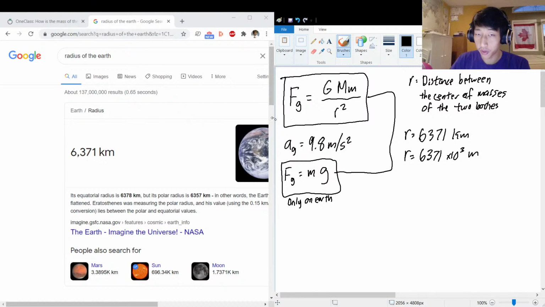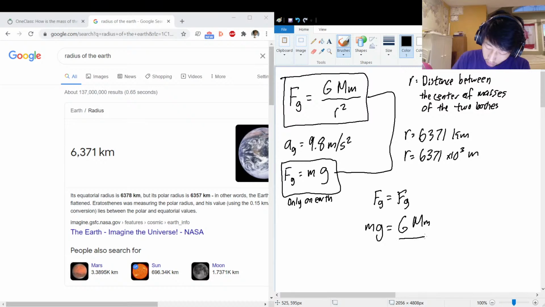Yeah, so if we equate these two Fg equations to each other, Fg equals Fg, we know the left side we can do mg, and the right side we can do G M m over r squared.